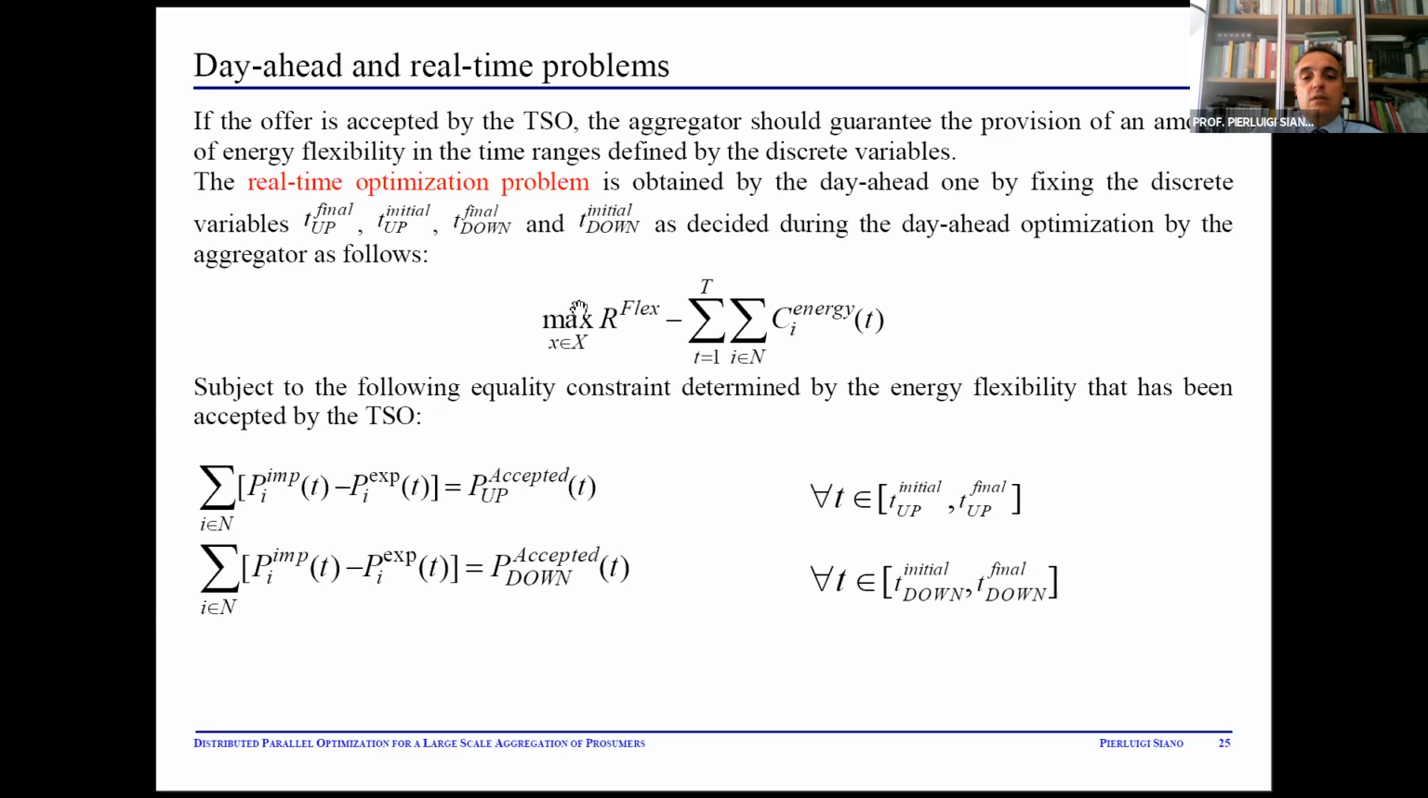So in real time, in the real-time optimization problem, we have the same objective function as in the day-ahead, but with some equality constraints and local constraints. This is carried out every 15 minutes, and it is based on real-time forecast.